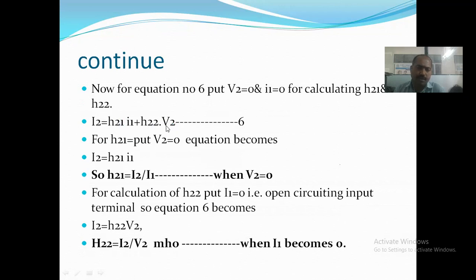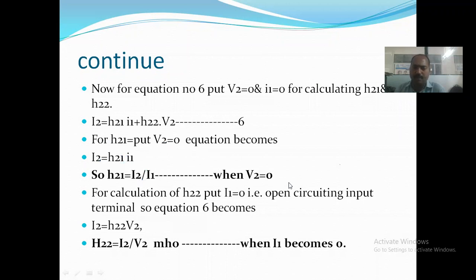V2 being 0 indicates that this term should be 0. So I2 equals H21 I1 is the only thing remaining. To find out H21, I1 is multiplied, so it goes to the other side as a divisor. So H21 is equal to I2 divided by I1, when we have made V2 equal to 0.